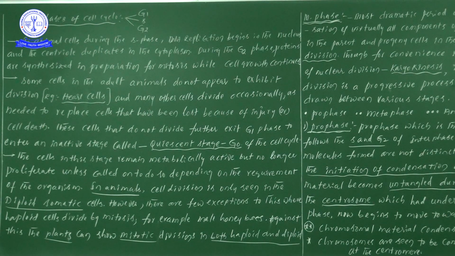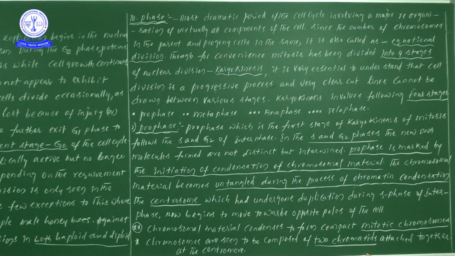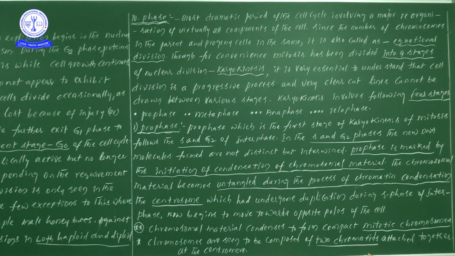Okay, next let us start to discuss the M phase. The M phase is the most dramatic period of the cell cycle. Why? Because of our knowledge point of view. This particular point I didn't mention in the slide, because I would like to give that point through my voice.